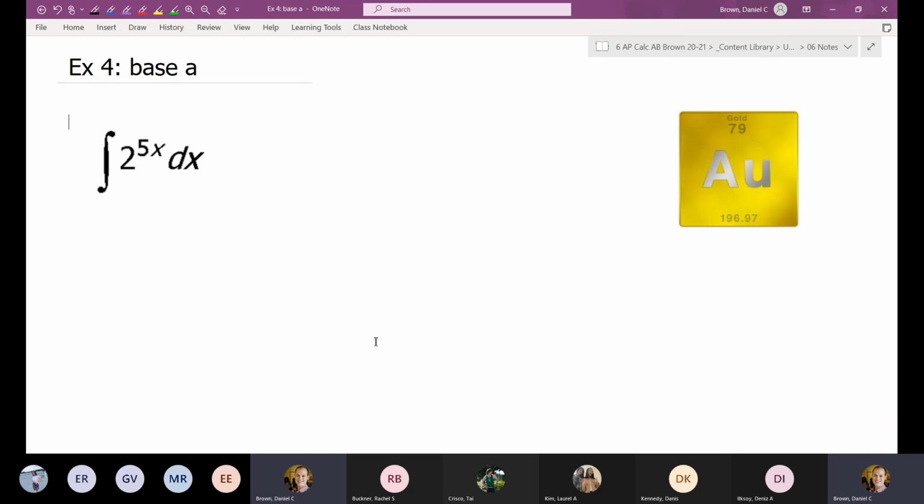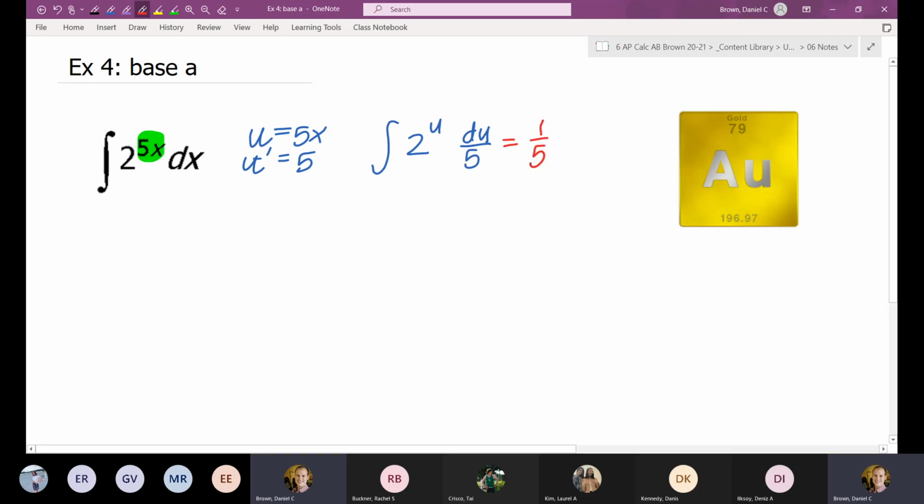Similar to the e to the x problem, when you have an exponential function, your u is often going to be found as the exponent. So u would be 5x, u prime would be 5. Doing your u substitution, that becomes 2 to the u, dx is du over u prime. Integrating, what are you essentially integrating? 1/5 on the integral of 2 to the u du. Using your new rule, what is your answer going to look like?